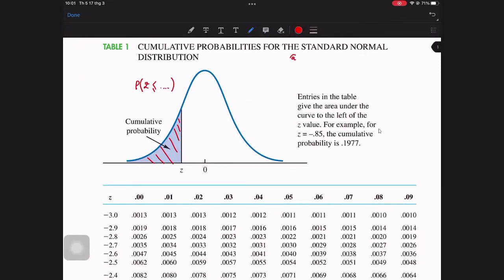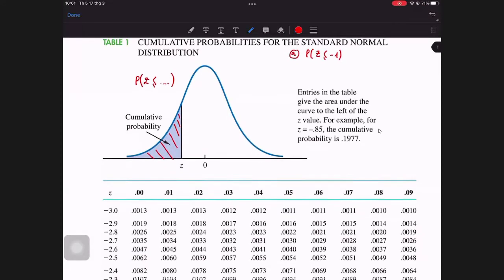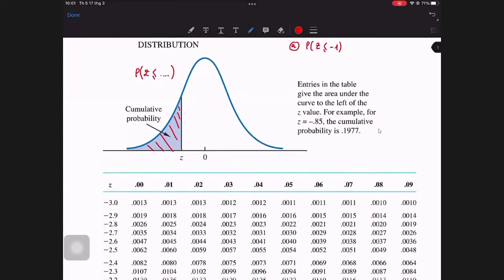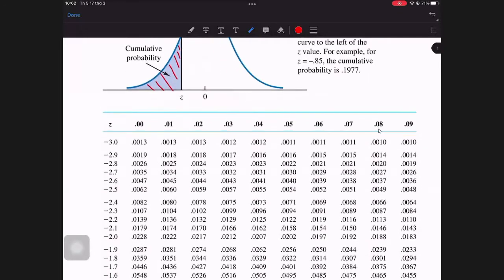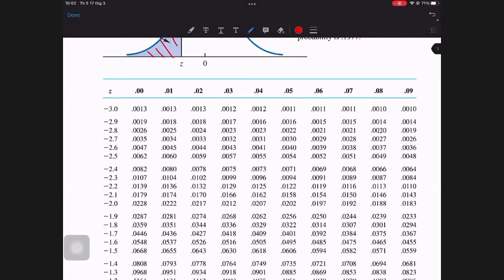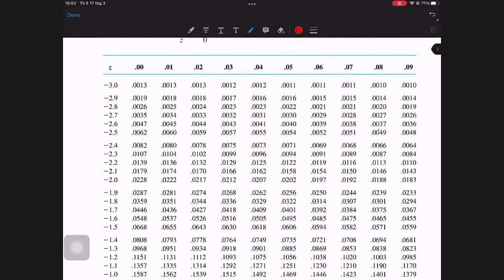All right. Okay, so let's do some of the questions together. For question A, for example, you have to find P of Z smaller than minus 1. So all you need to do here is just look up the table, because you already have P of Z smaller than something. All you need to do is look up the value of minus 1 in this table.